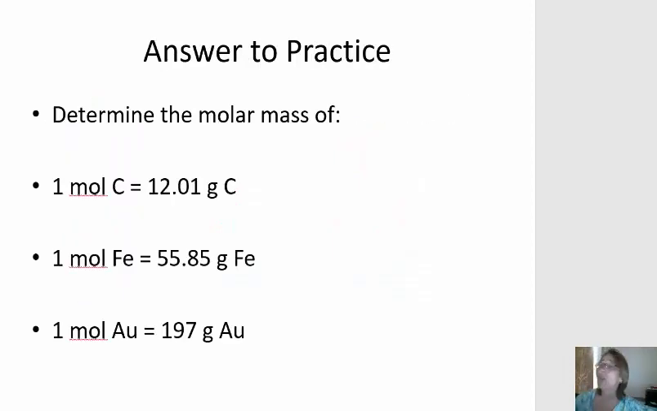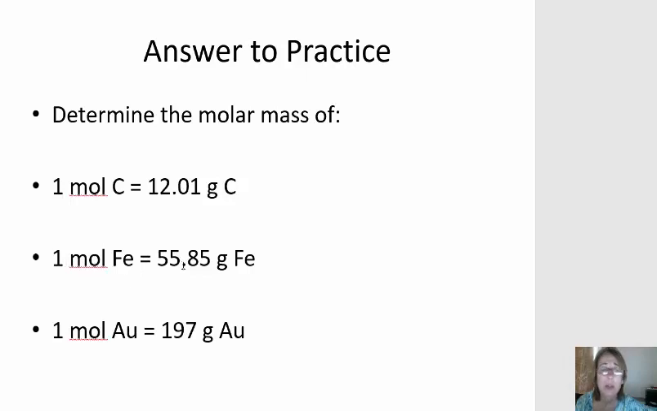Now, I like to write out the molar mass in this equality format, whereas 1 mole of carbon is equal to 12.01 grams of carbon. Now, since I have a mole of carbon, that if I have 12.01 grams of carbon, that means I have 6.022 times 10 to the 23 atoms of carbon.